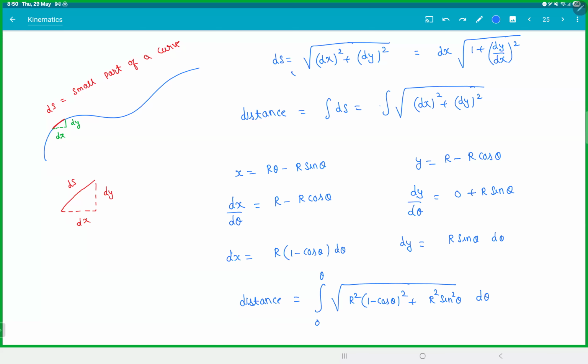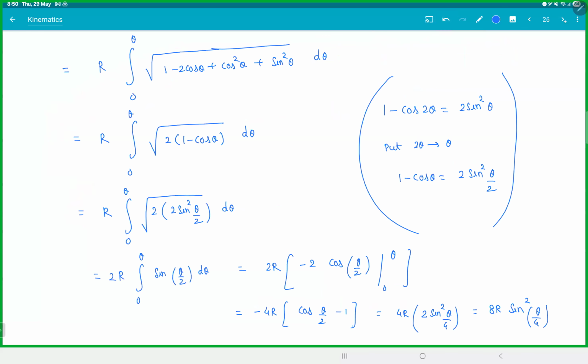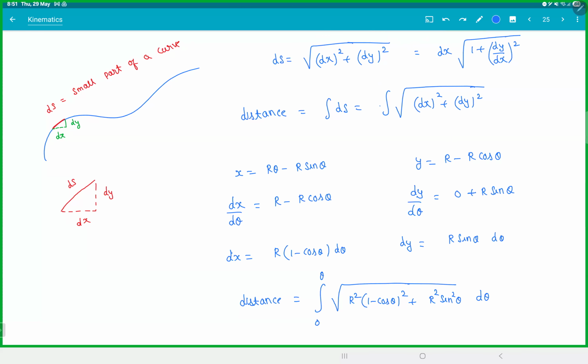Did everyone agree with this? This and this are same? I just took out the dx outside. I did nothing new there. Is this clear, everyone? Once I got till here, it is over. After this, it's all maths.